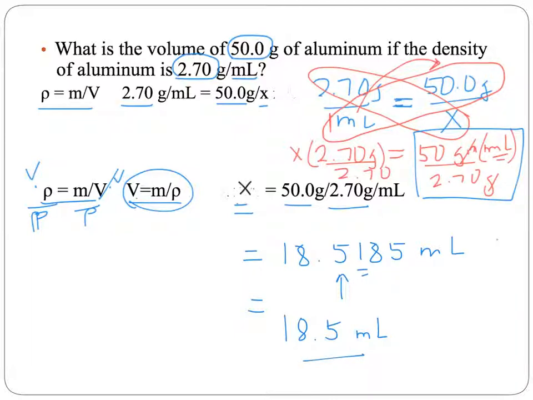So either way, by cross multiplication or by rearranging the formula first, you can see we end up with the same mathematical division statement that we want to do at the end, and so we'll get the same answer. So that covers what I wanted to say about density and finishes up the videos for Module 1.